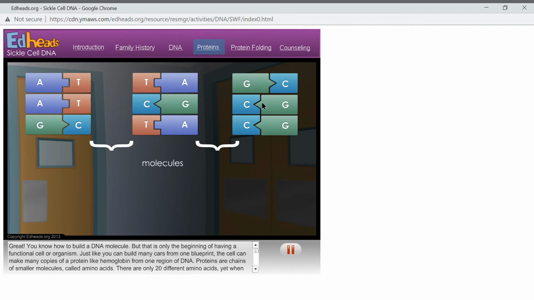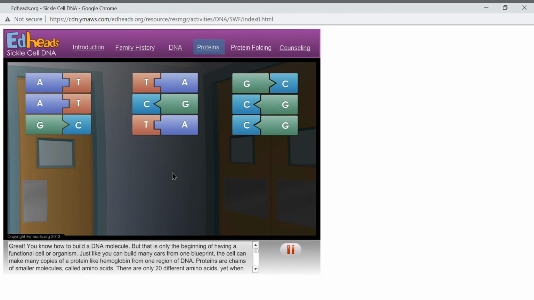Proteins are chains of smaller molecules called amino acids. There are only 20 different amino acids, yet when the 20 amino acids are put together in different sequences and different lengths, they make a spectacular variety of proteins in our body.